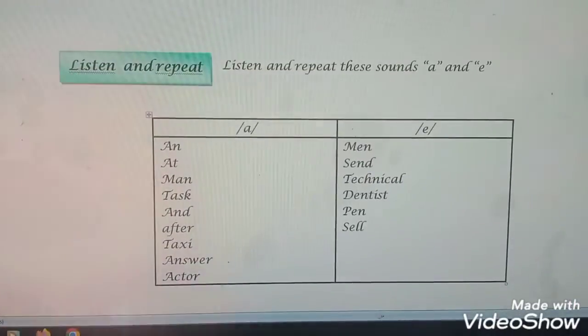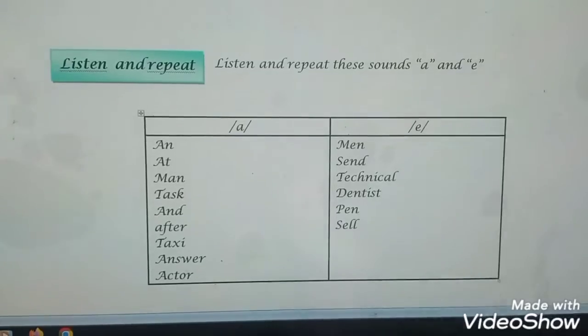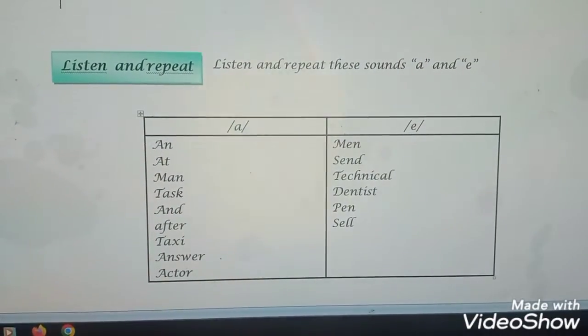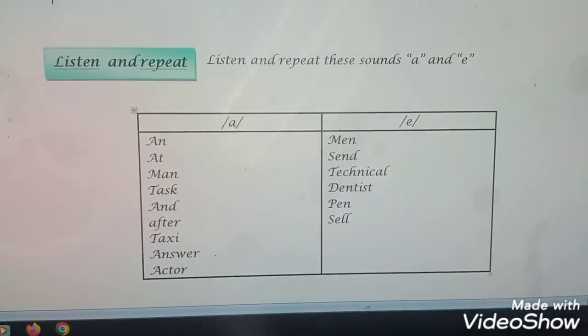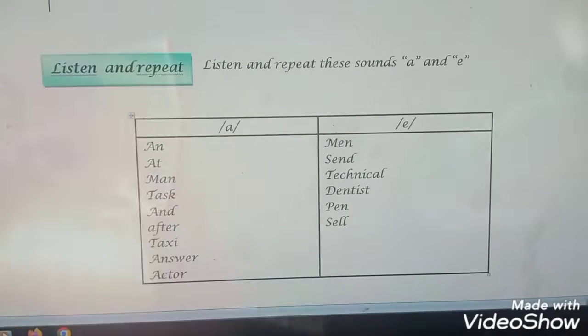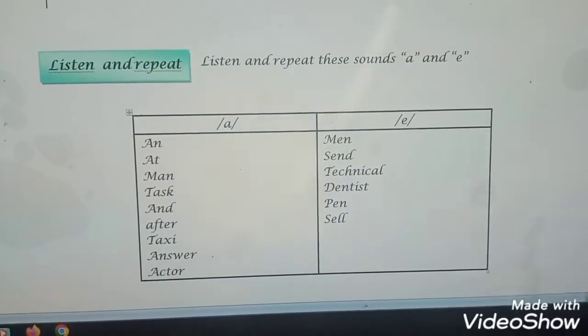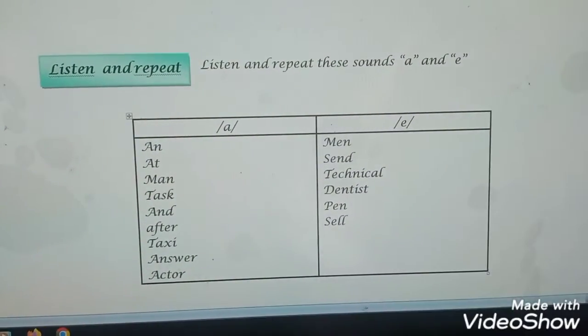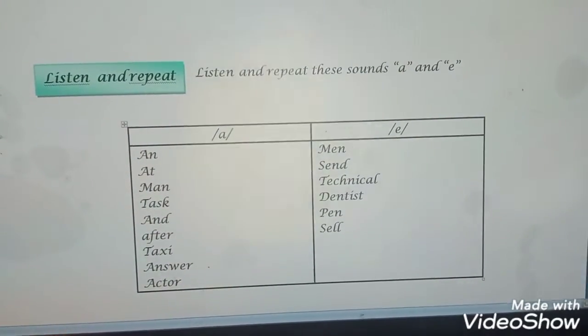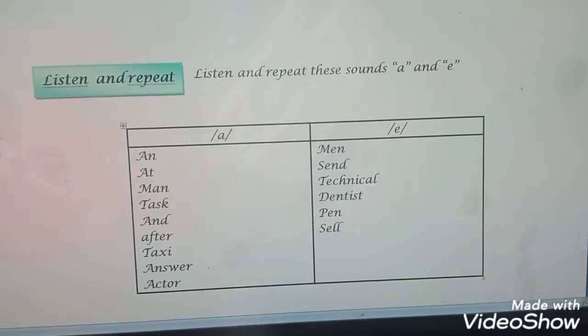So in part of jobs, we noticed there are two sounds, a and a, listen and repeat to make a difference. An, at, man, task, and, after, taxi, answer, actor. And we have men, sand, technical, dentist, pen, and cell.